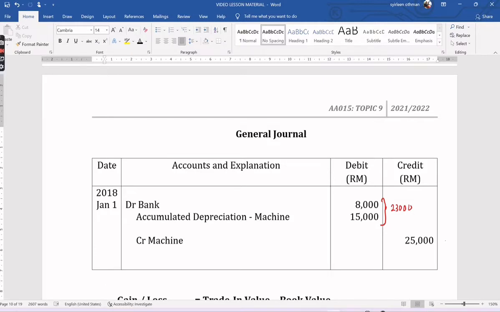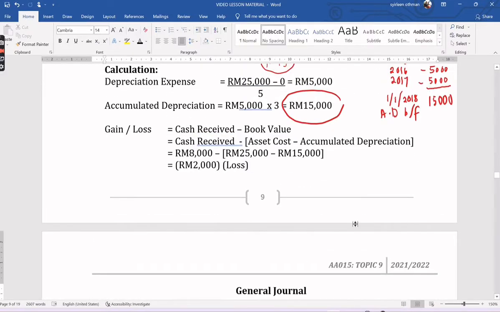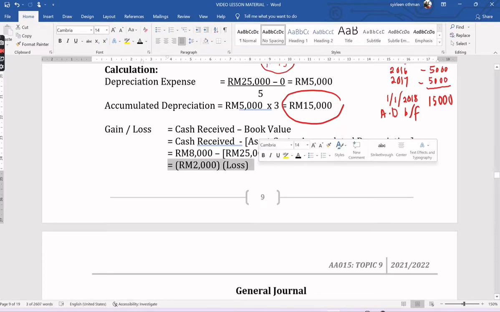Not balanced. Okay, so that means you need to top up at the debit side. Based on the calculation done earlier, we know that we will get a loss of 2,000. So if we understand loss, that means I will debit.